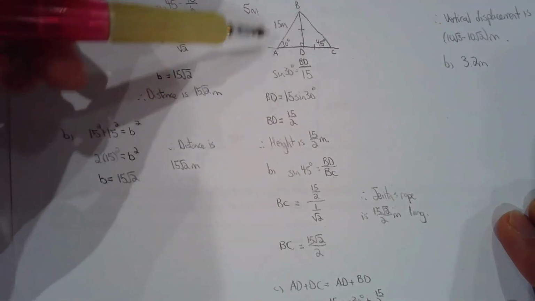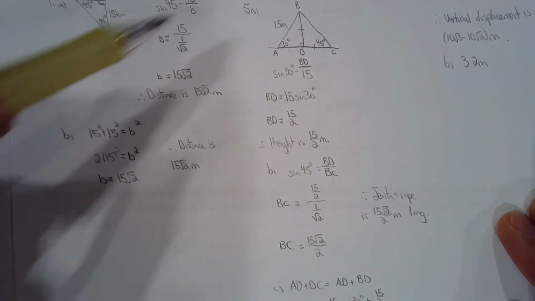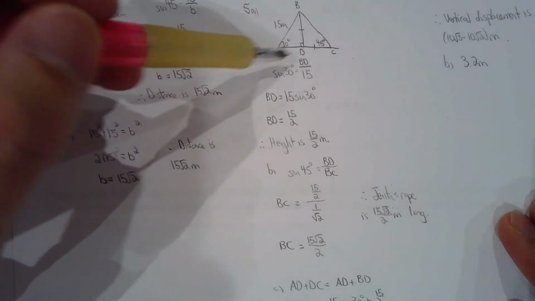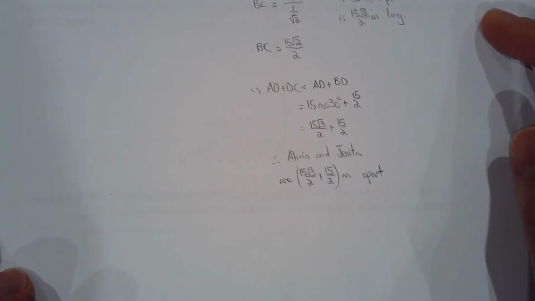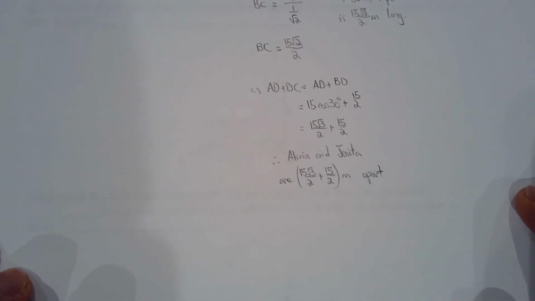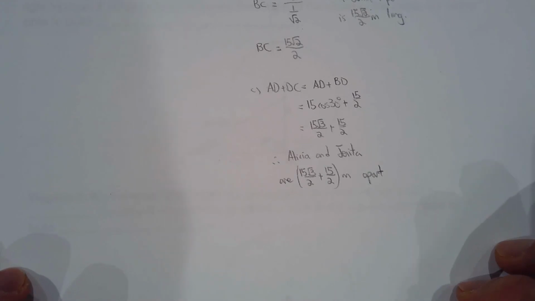I'm going to use a cosine ratio to solve for BD because I have the length of the hypotenuse and I'm looking for the length of the adjacent side. Nonetheless, you solve for AD and then you can add it to the value of BD, and that will tell you how far Alicia and Janita are apart. And that's the solutions for the special angles homework sheet.